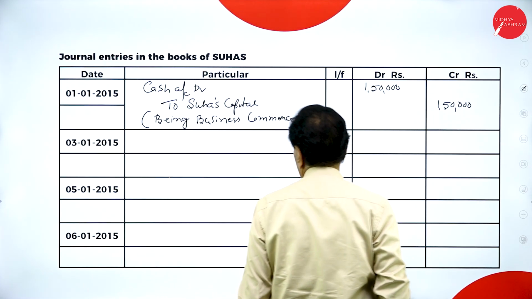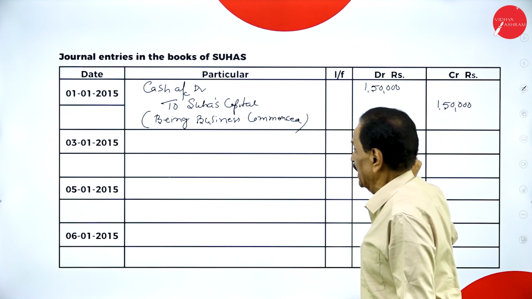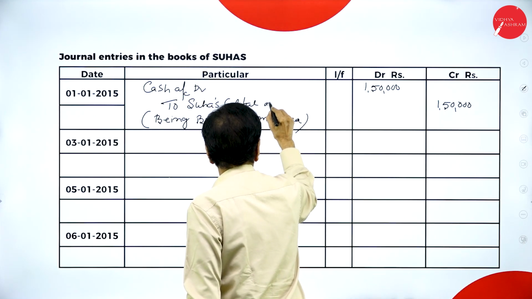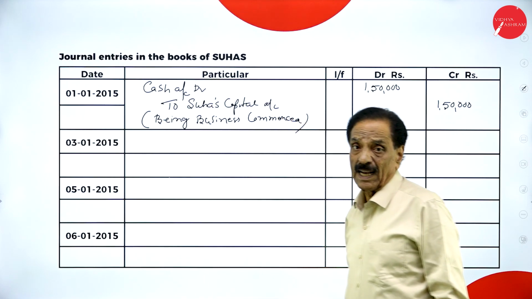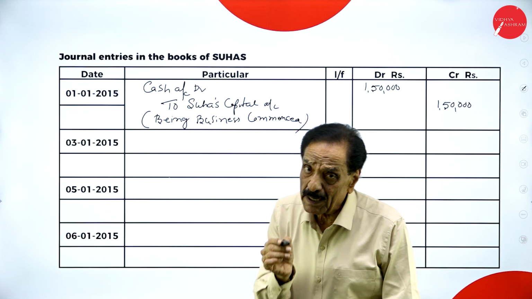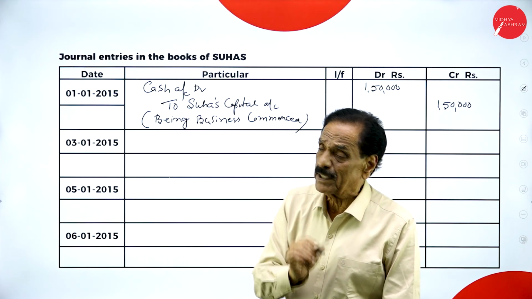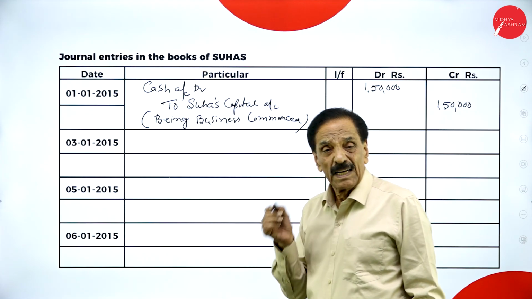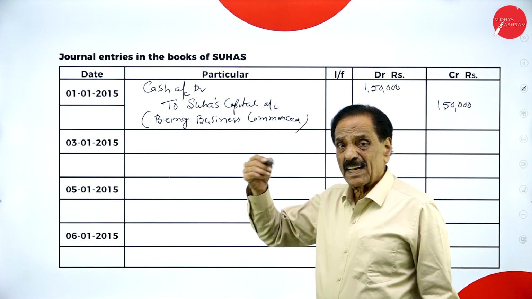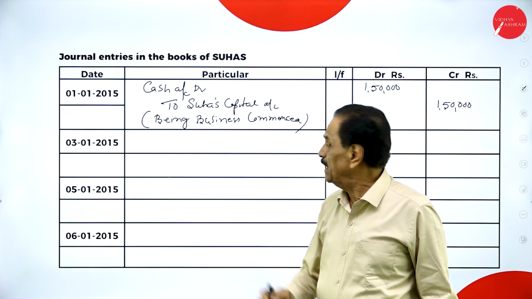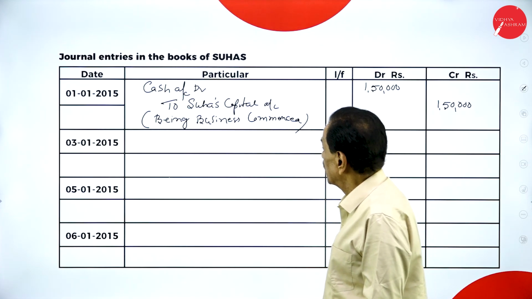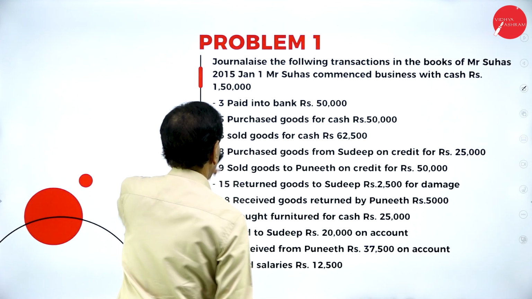How to pass the entry? Cash account debtor to Suhas's capital account. Debit what comes in. Cash is coming in, that should be debited. Who contributes? Suhas is a personal account. What does the personal account say? Debit the receiver, credit the giver. His account. Commencement means capital. Being business commenced. This goes to 3.